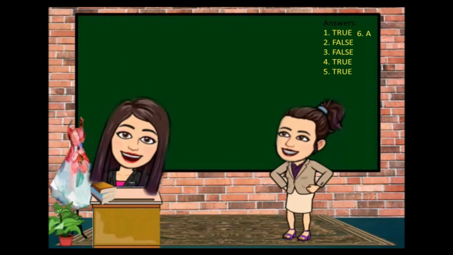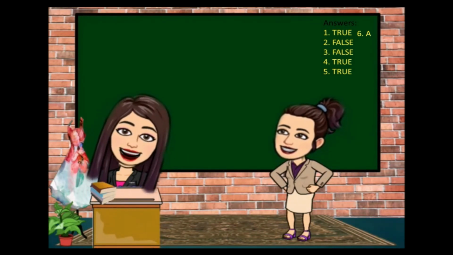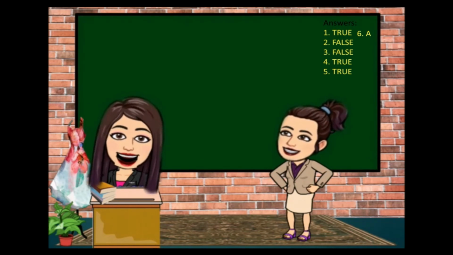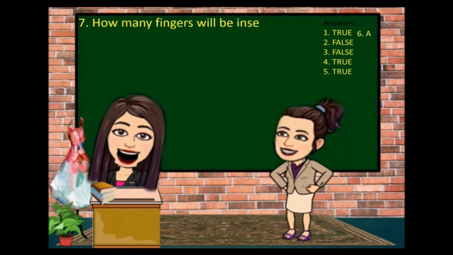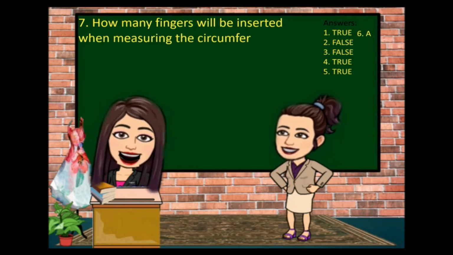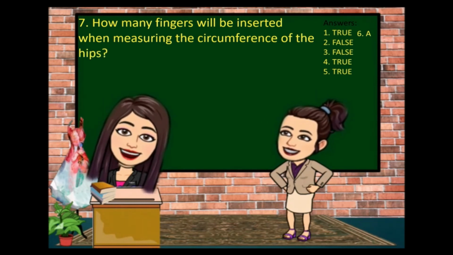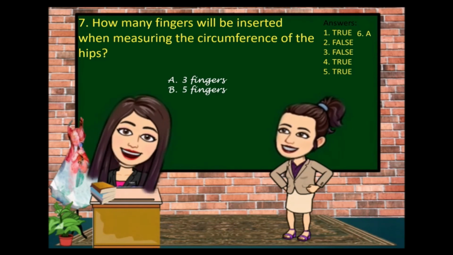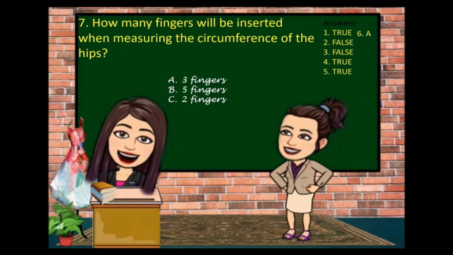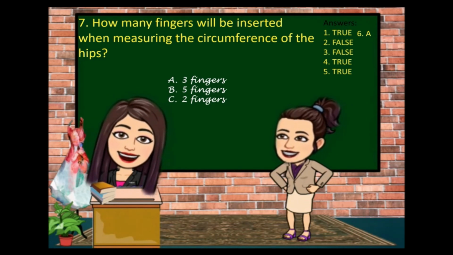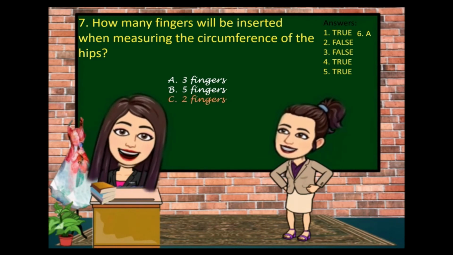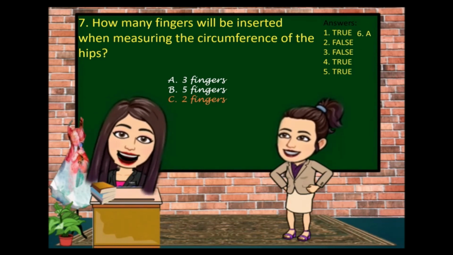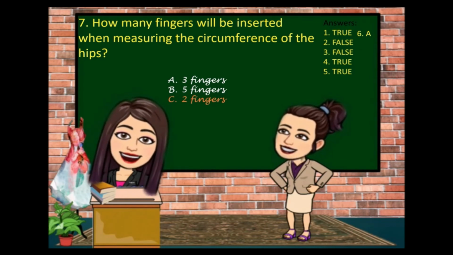For questions number 7 to 10, you have to choose the letter of the correct answer. Question number 7. How many fingers will be inserted when measuring the circumference of the hips? Letter A, 3 fingers. Letter B, 5 fingers. Letter C, 2 fingers. You are correct. The answer is letter C. You have to insert 2 fingers when measuring the circumference of the hips.